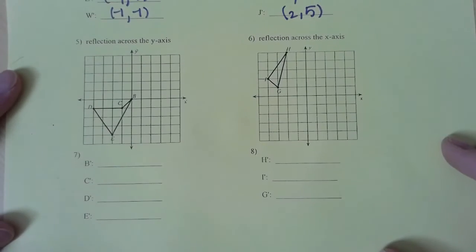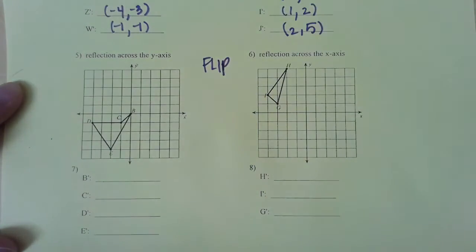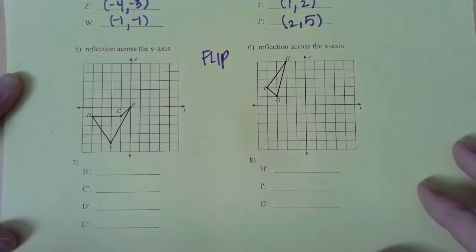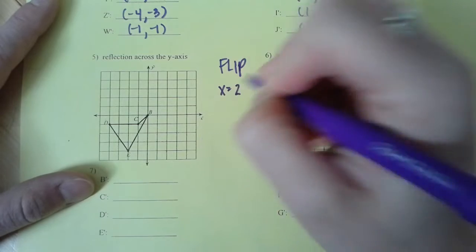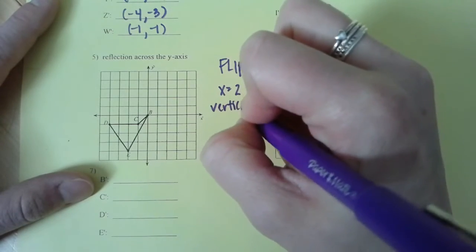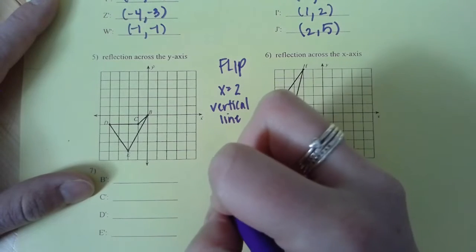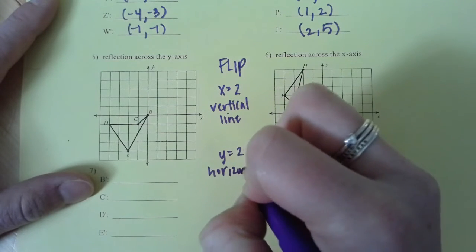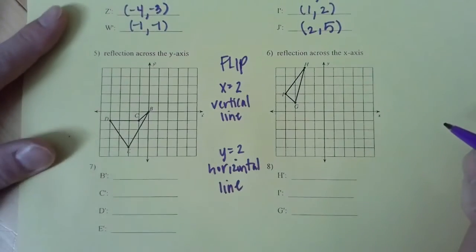So reflection is a flip over an axis or like an equation. So remember, if it says like x equals 2, that's going to be a vertical line. And if it said like y equals 2, then that would be a horizontal line. But these say the axes.